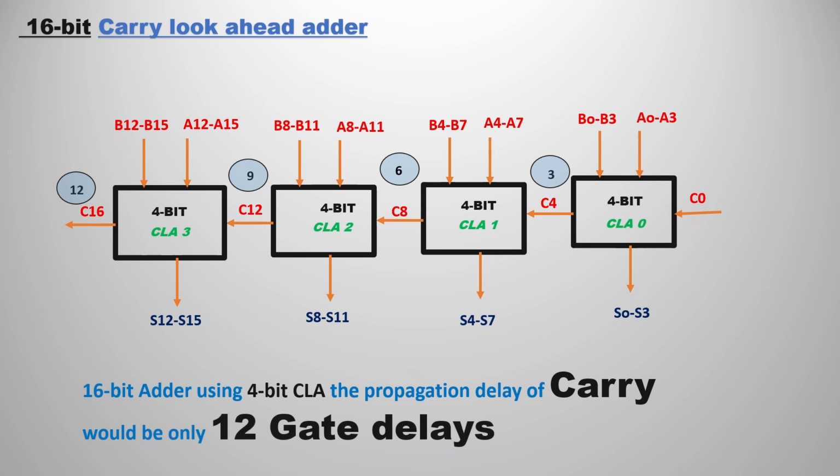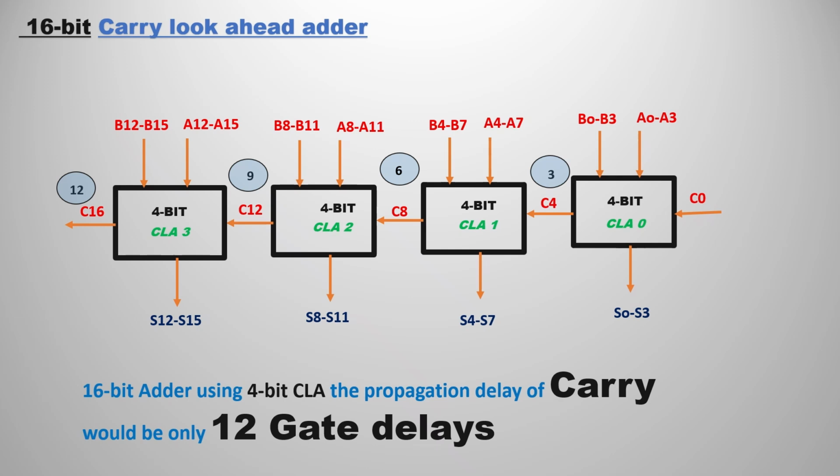As we already observed, for the CLA block the carry will be produced after 3 logic gate delays. In the same fashion, we have already completed 3 logic gate delays in C4. For C8 we complete another 3 logic gate delays, that is the 6th position. In the same fashion after the CLA2, that is 9 logic gate delays, and finally the carry C16 will be produced after 12 logic gate delays.